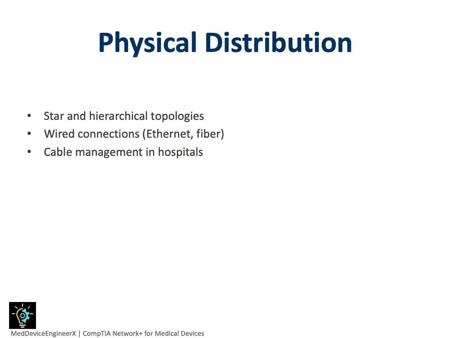When we talk about physical distribution, we're referring to how devices and switches are physically connected. In hospitals, this usually means star or hierarchical topologies. Ethernet cabling, often Cat6 or higher, and fiber optics are common choices depending on the bandwidth and distance requirements.